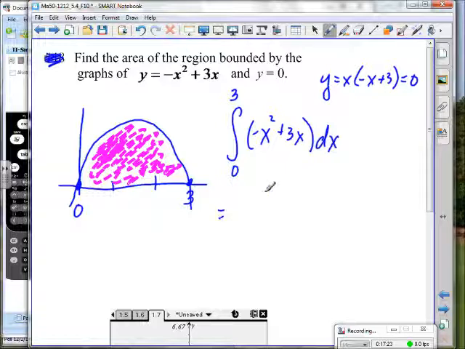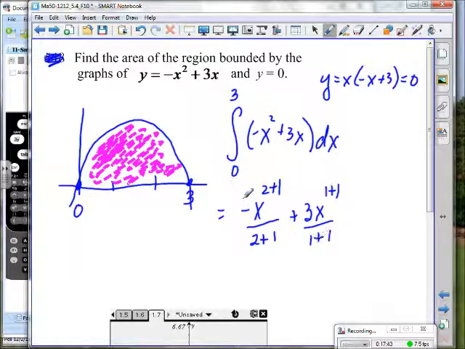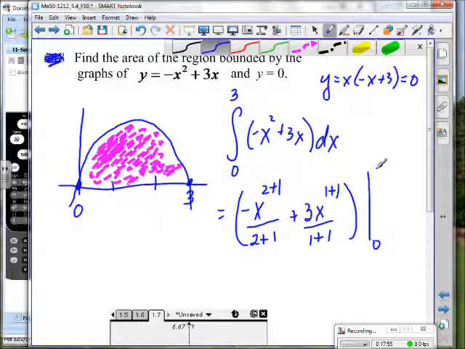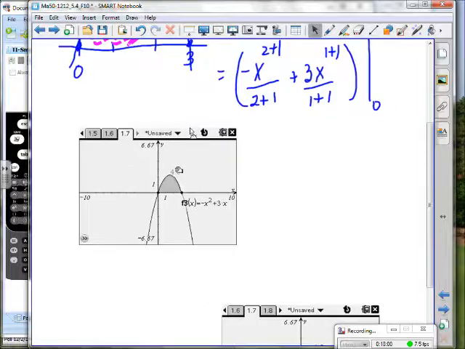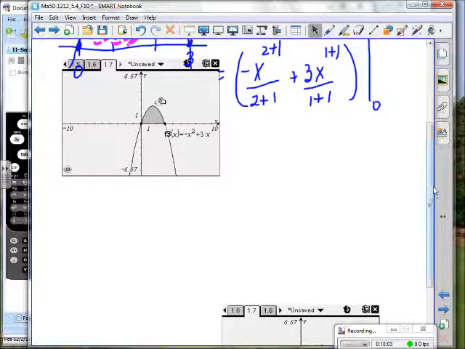And so we want to find the antiderivative. Negative x squared. Antiderivative would be, I'll give you a moment to think about it. And the antiderivative of 3x. And again, make sure you put that in parentheses. If you don't, you're not expressing the same thing that we are trying to work on here. Okay, so that's the curve we're looking at.